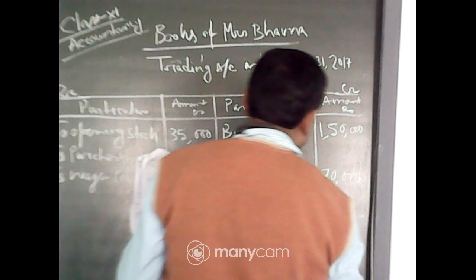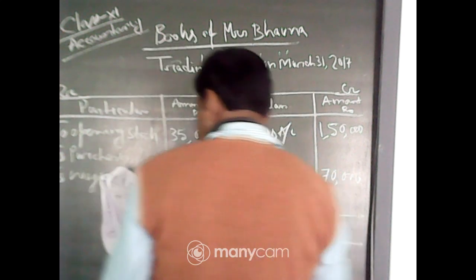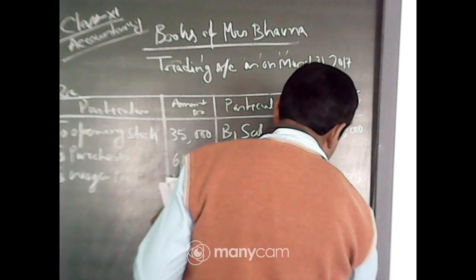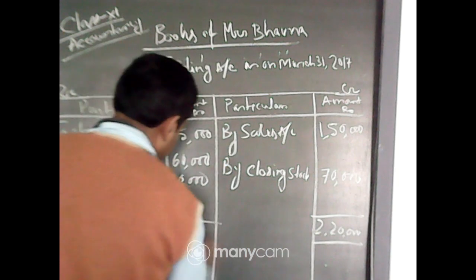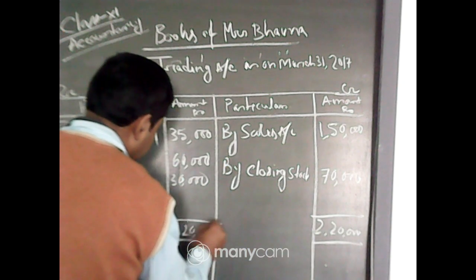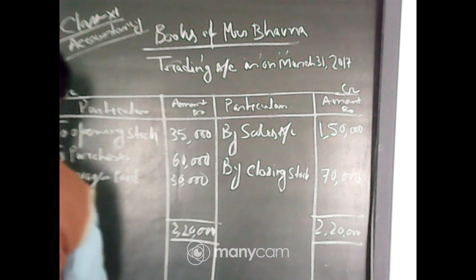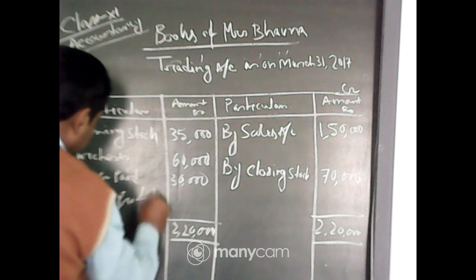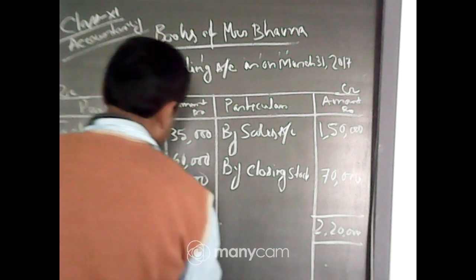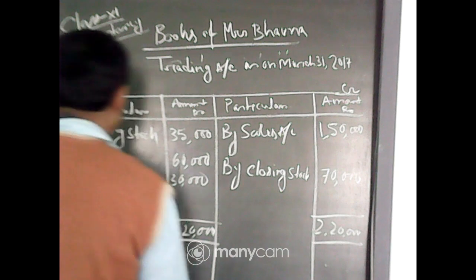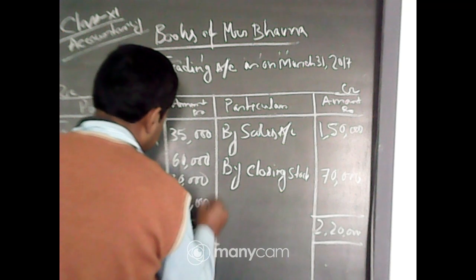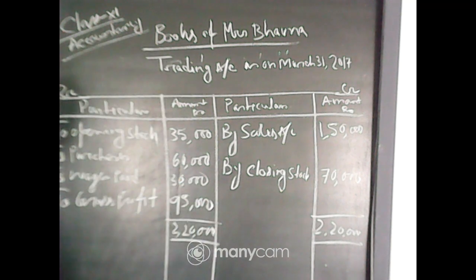Now there is the credit side. You sum up the credit side, that is 2,20,000. Here also 2,20,000. To gross profit: from the 2,20,000 we have to deduct the opening stock, purchase and wages paid. You will easily get the gross profit, that is 95,000. So we also got the gross profit.